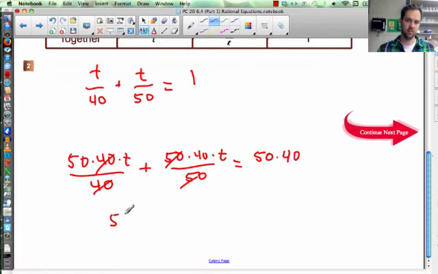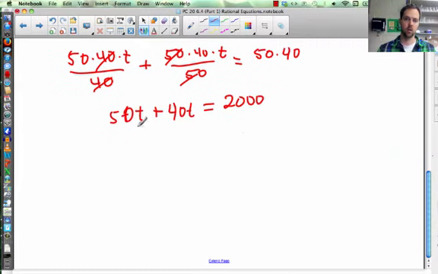So we get 50T plus 40T equals 50 times 40. 5 times 4 is 20, and then add 2 zeros. There you go. So 90T, which is the sum of 50T and 40T, equals 2,000.